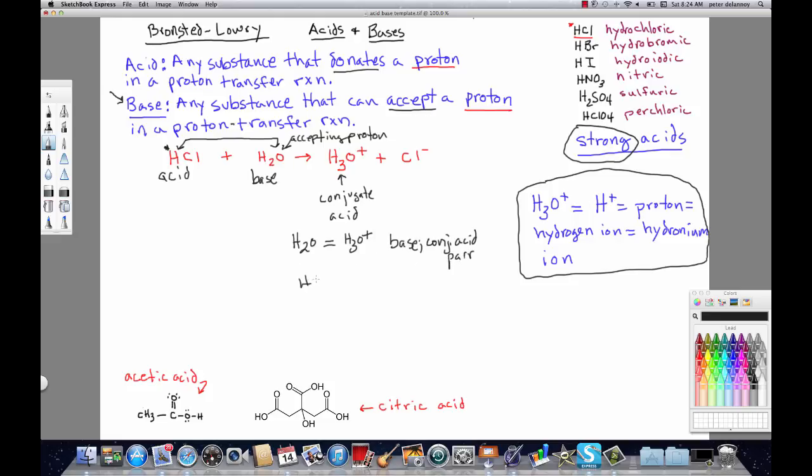All right, and then we've got our hydrochloric acid, which is in a relationship with the Cl minus, and that is what we call an acid conjugate base pair. All right, so this guy here, to finish the labeling, is the conjugate base.